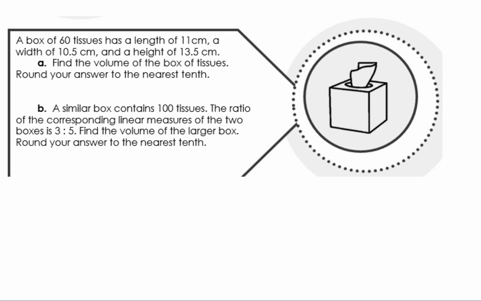All right, last one. A box of 60 tissues has a length of 11 centimeters, a width of 10.5 centimeters, and a height of 13.5 centimeters. A, find the volume of the box of tissues. Round your answer to the nearest tenth. B, a similar box contains 100 tissues. The ratio of the corresponding linear measures of the two boxes is 3:5. Find the volume of the larger box. Round your answer to the nearest tenth. Go ahead and pause the video and try both parts of this problem.